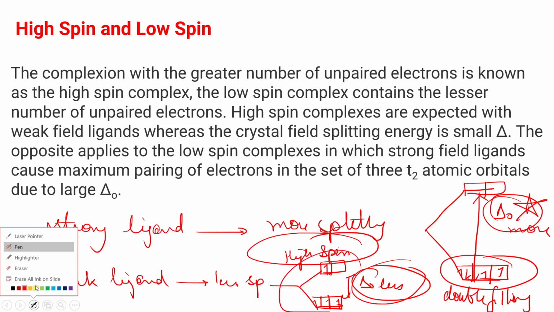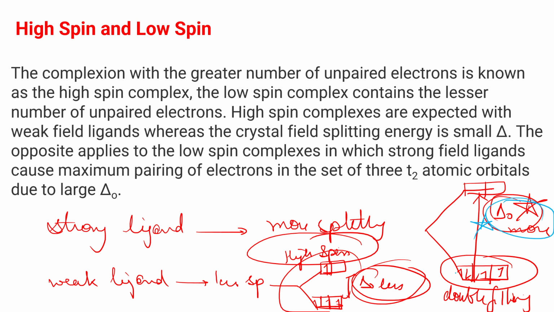But in the case of strong field ligands, since the delta naught value is more, there will be more pairing of the electrons in the lower energy orbitals. So the number of unpaired electrons will be less. That will cause low spin.